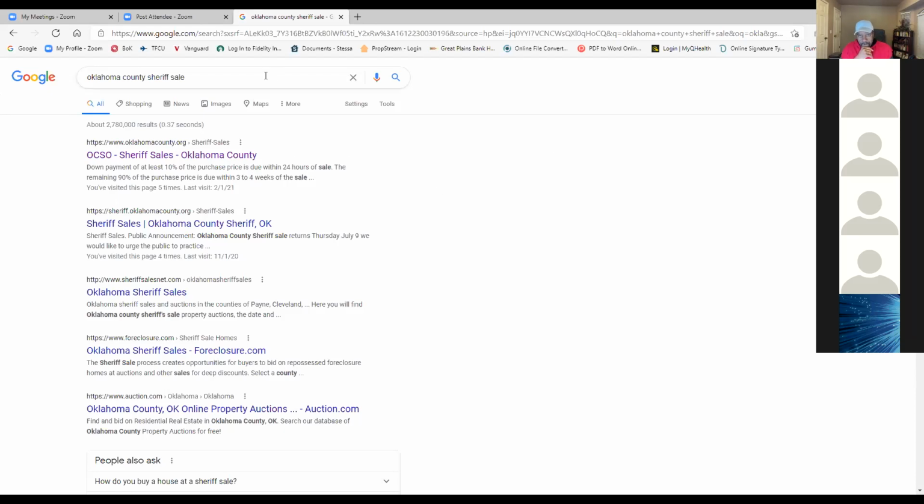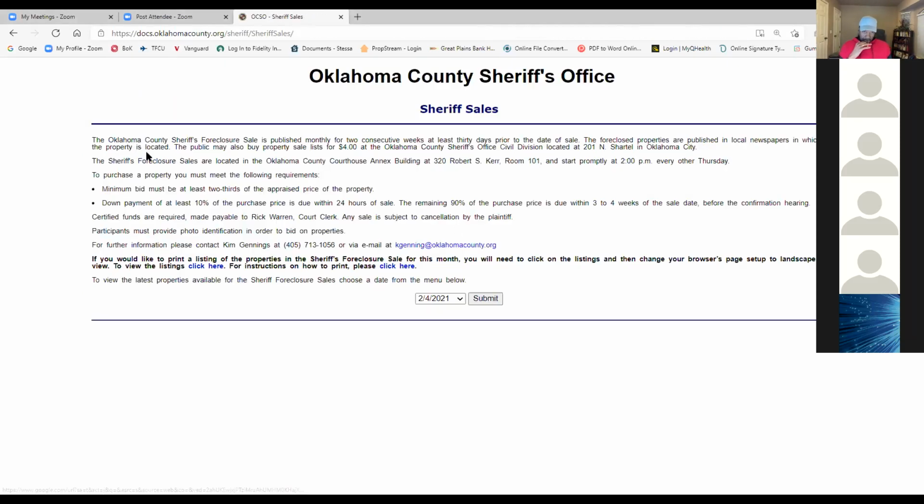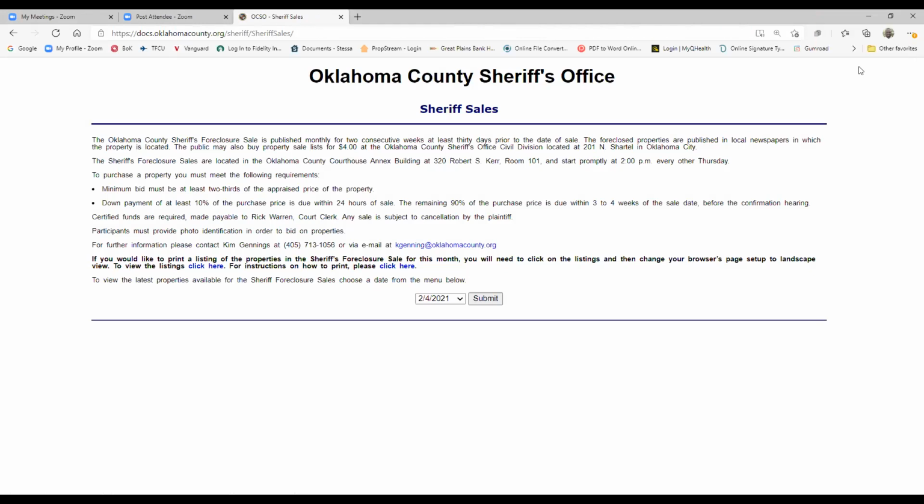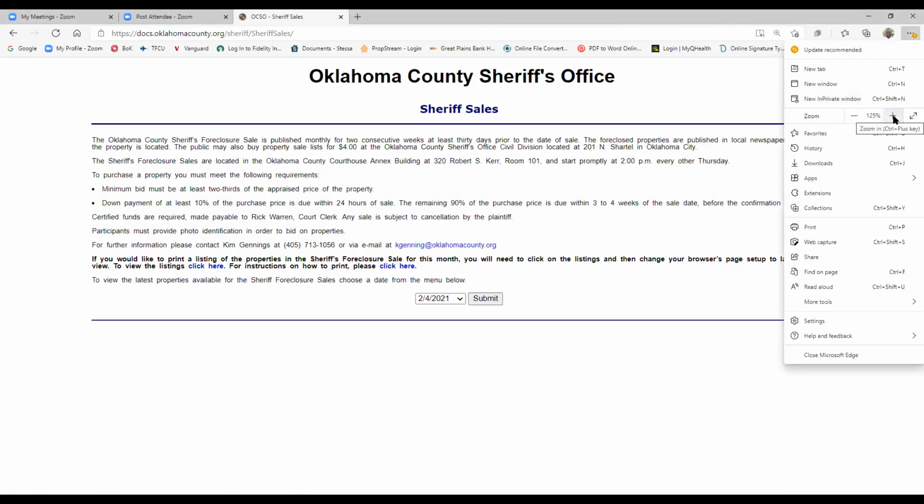So here's where we're going to go for the county sale, the Oklahoma County sheriff sales. You just type in Google, Oklahoma County sheriff sale. Make sure you guys are seeing that. Should be. All right, so I'm going to go here, Oklahoma County Sheriff, and this is what's going to come up for me. Let me see if I can maximize this for you a little bit.